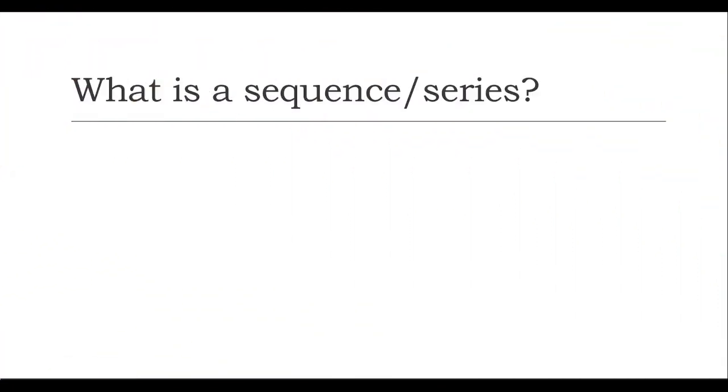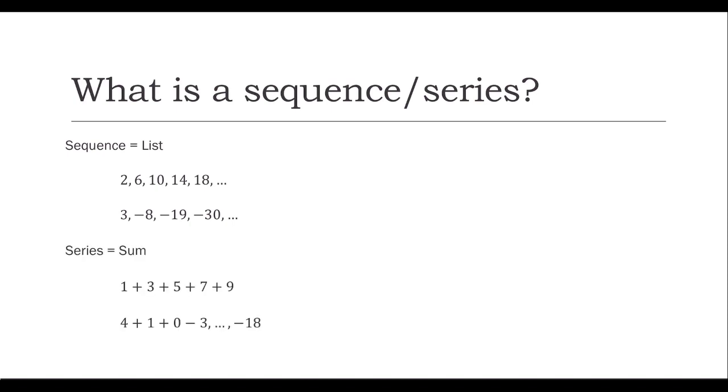We'll start off by talking about what a sequence is and what a series is. So a sequence is a list of numbers. So here are two examples where there's lists of numbers that go on forever. A series is a sum of a sequence of numbers. So these are two examples of different series.